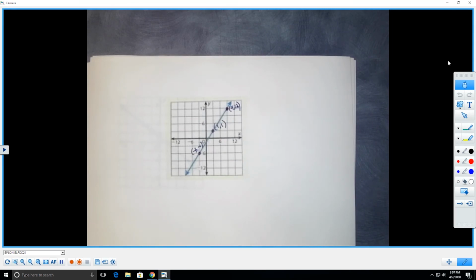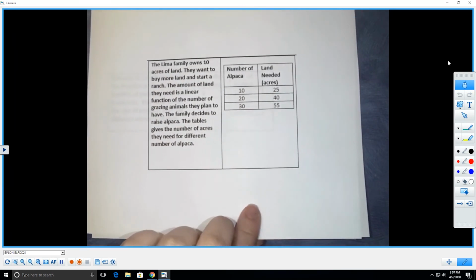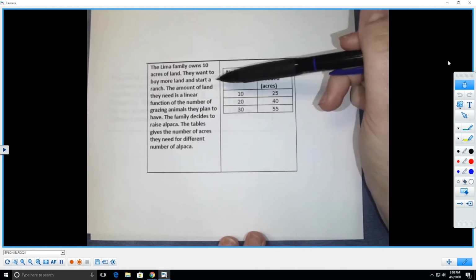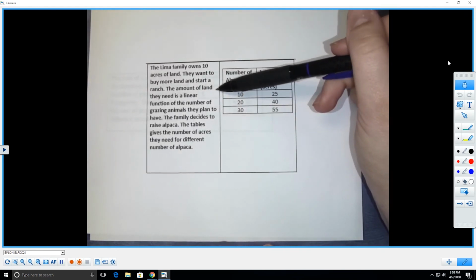Now let's use those ordered pairs to move to the next part of our lesson today. Let's look at a situation described in words and a table of values. And just for some context for you, alpacas are grazing animals that are raised for their wool fiber, like sheep. The Lima family owns 10 acres of land. They want to buy more land and start a ranch.